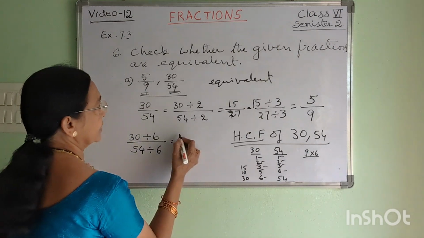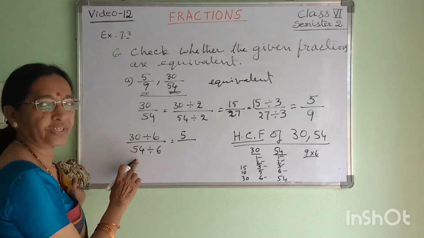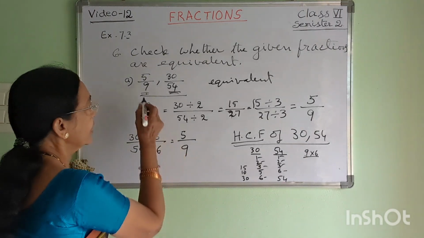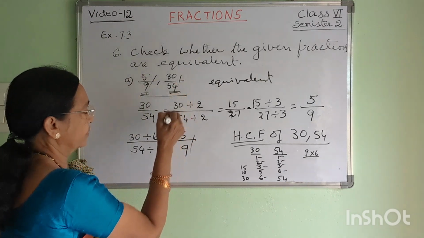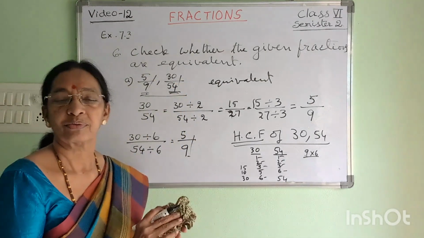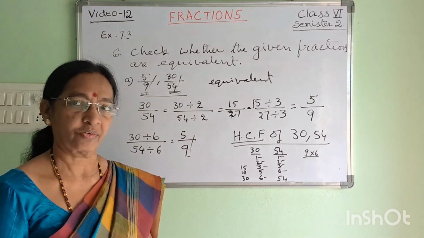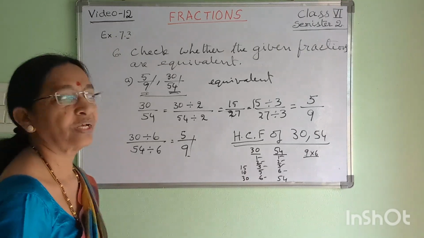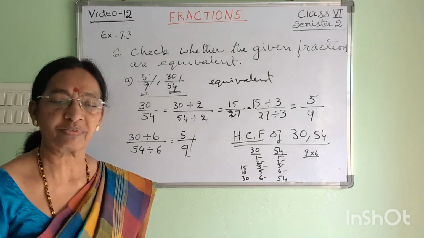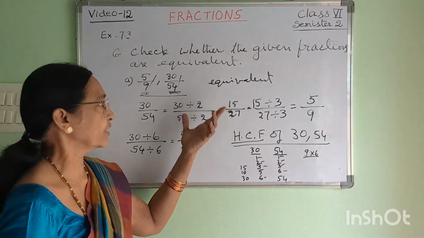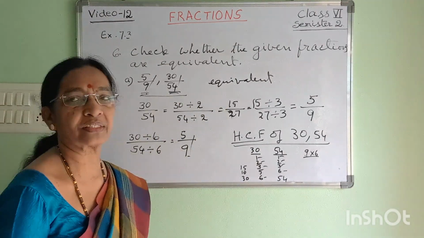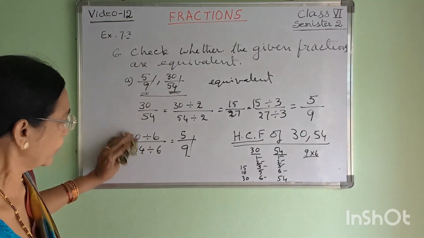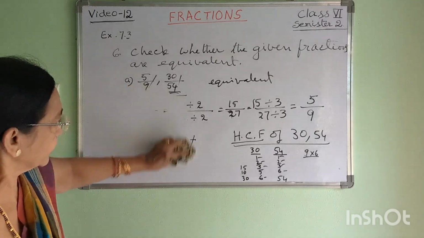So 30 divided by 6 is 5 and 54 divided by 6 is 9. 6 9s are 54. Therefore 5 by 9. So 30 by 54 is equal to 5 by 9. So both of them are equivalent fractions. This is also the second method, simplest form. So we have converted them into simplest form in two ways. One is dividing with factors, the other is dividing with the highest common factor. Okay.